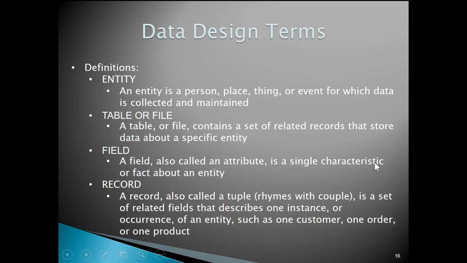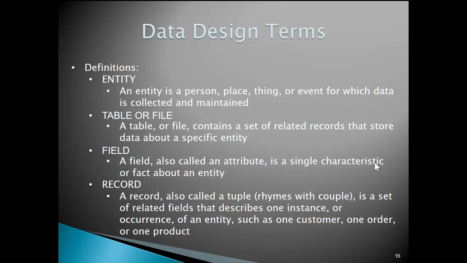So design terms. When we talk about an entity, it's a person, place, or thing, or event for which data is collected. So example of that, a customer. A customer is an entity. We have data that we're going to collect on a customer. A table or a file contains a set of related records that store data about a specific entity. So we would have a customer table, for example, that stores information about each and every customer that we have. In that customer table are going to be fields. These are attributes for those of you that remember our object lecture. These are attributes that describe the record, the customer record, that describe the entity.